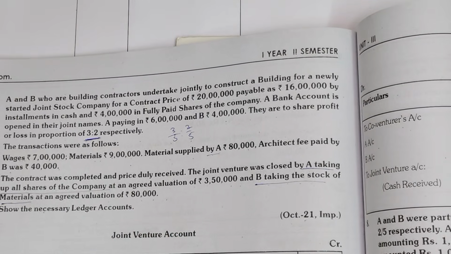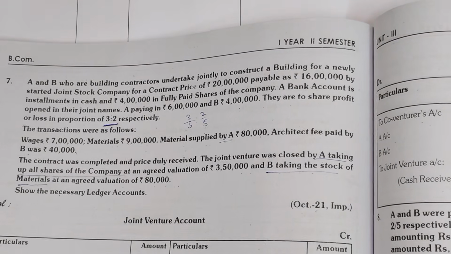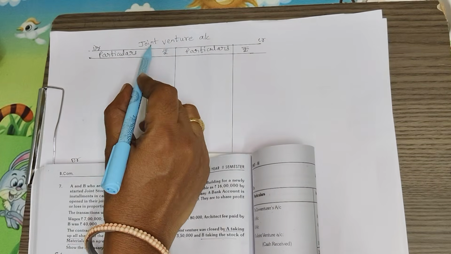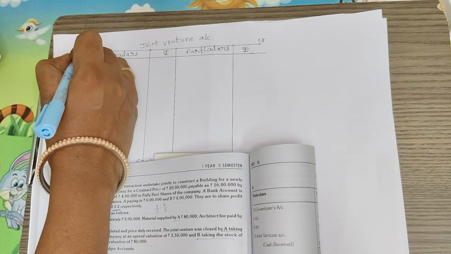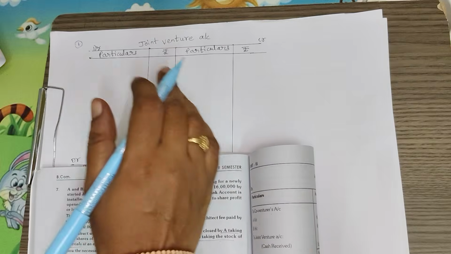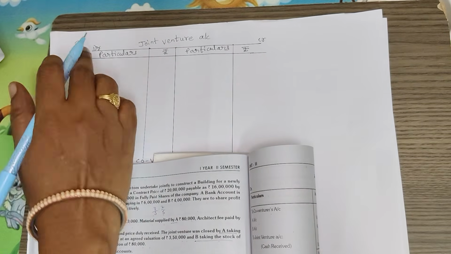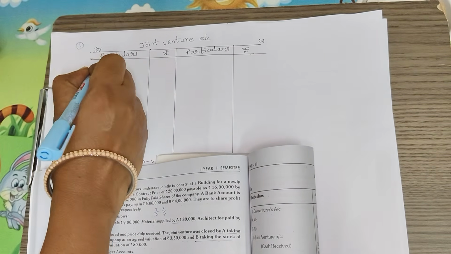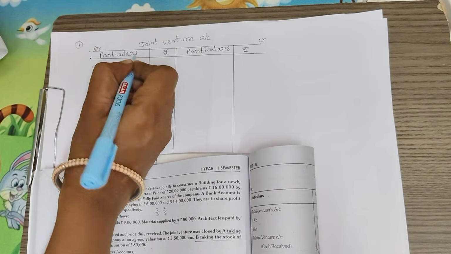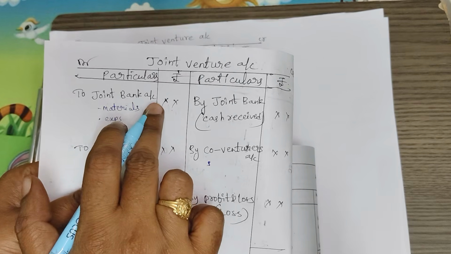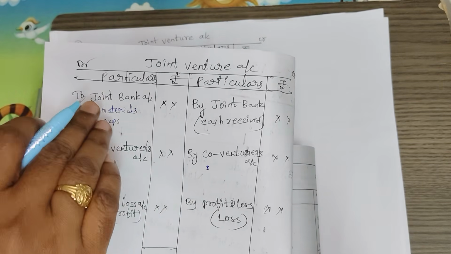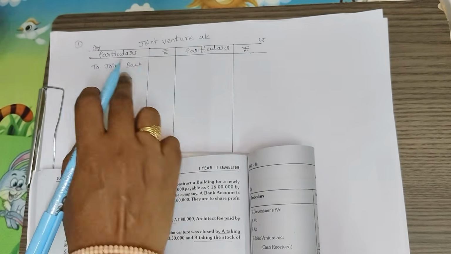Yes, already we have the format. So if you want this question, take a screenshot. So first we need to prepare the joint venture account. First account is joint venture account. In this joint venture account, what we should write? Already we have the format. So in debit side, first you have the joint bank account. What we should write under the joint bank account? If you have any expenditure paid from bank, that expenditure you need to write under joint bank account.